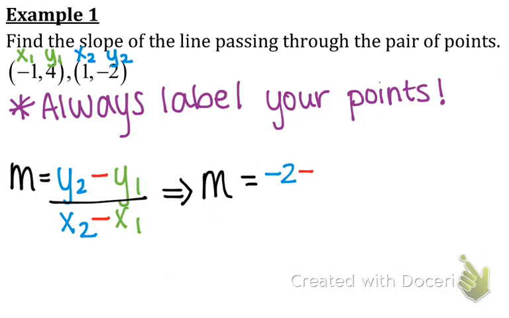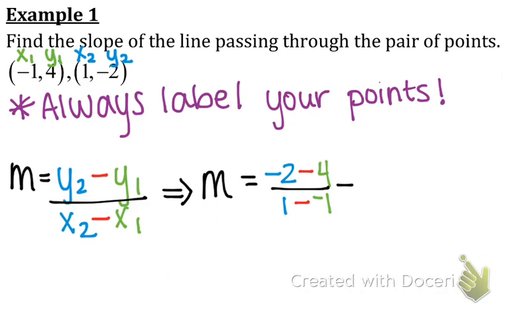Now we're going to take y sub 1. So y sub 1 over here is going to be +4. Then we divide them by x subscript 2, which is 1 minus, don't forget that minus sign, x subscript 1, which is -1. So notice that in this part of the formula we have a minus and a negative. You need both of those if your second point is negative.